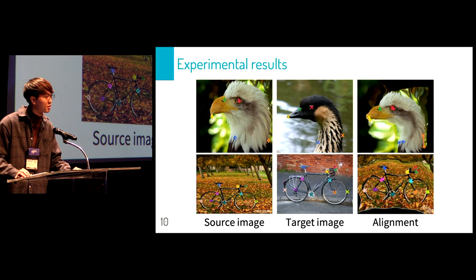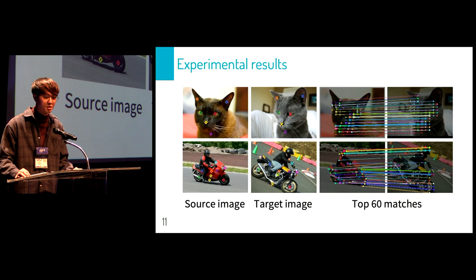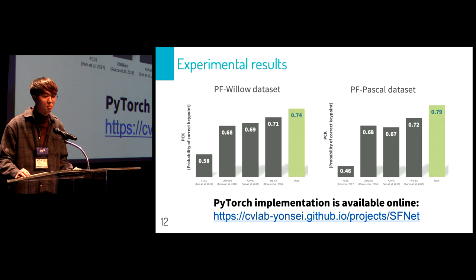We also show the top 6 matches chosen according to matching score. Most of the strong matches are established between prominent objects, demonstrating that our method computes reliable correspondences. Quantitative results also demonstrate the effectiveness of our approach by achieving a new state of the art.